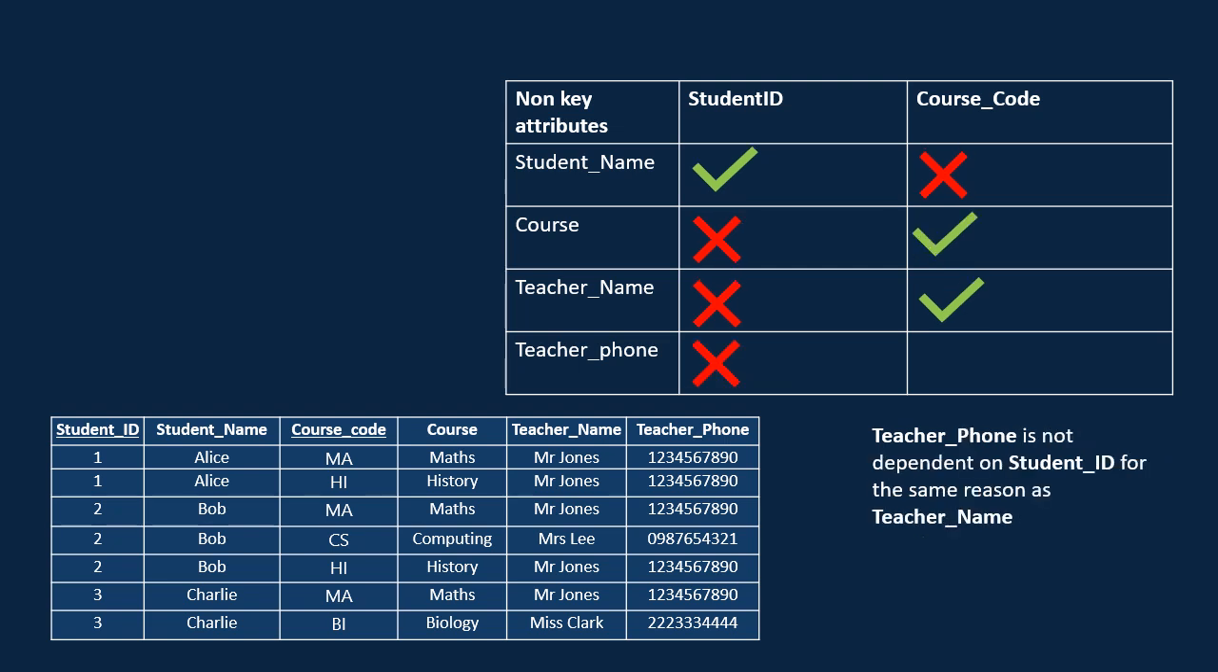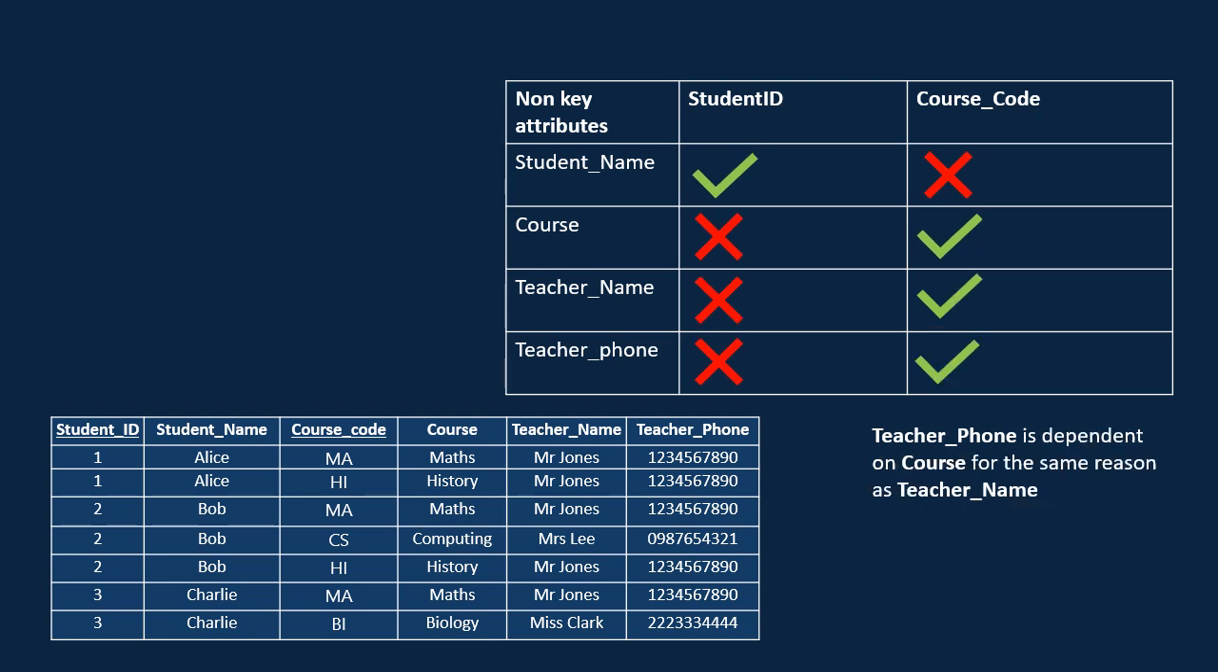Next one, teacher phone. Is it dependent on student ID? No, because again, for a given student ID, we can have different teacher phone numbers. Again, if you look at student ID 2 here, we've got two different phone numbers, 0987, and we've got the other one, which is 1234. So no, it's not dependent.